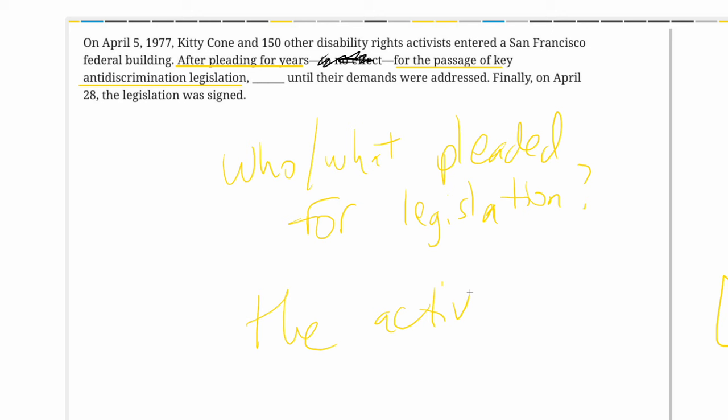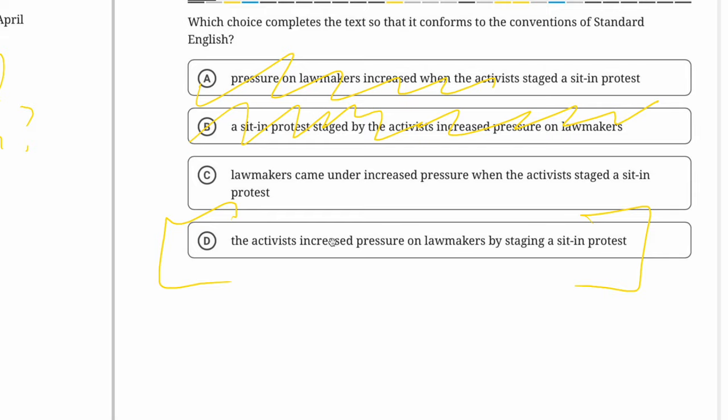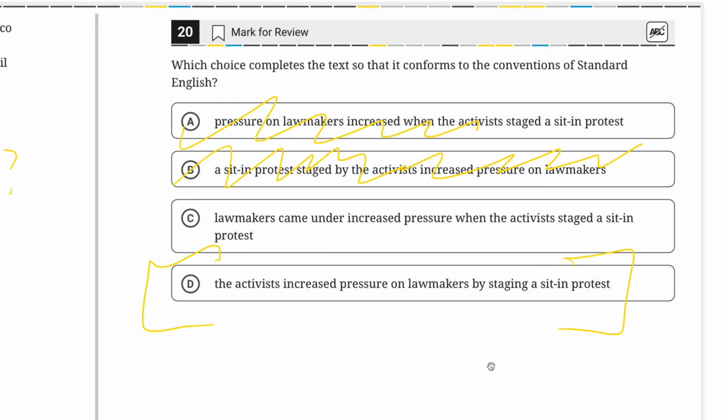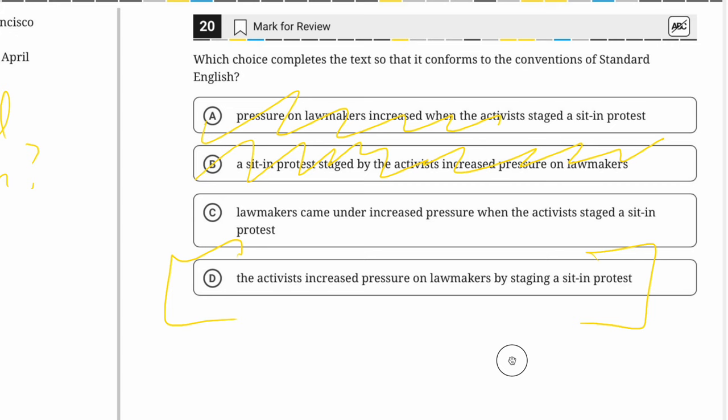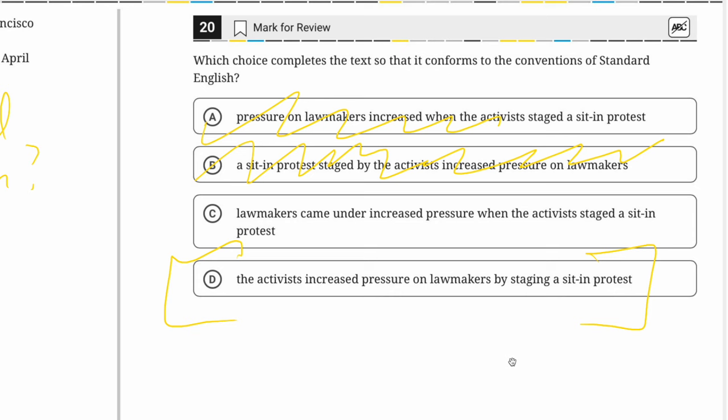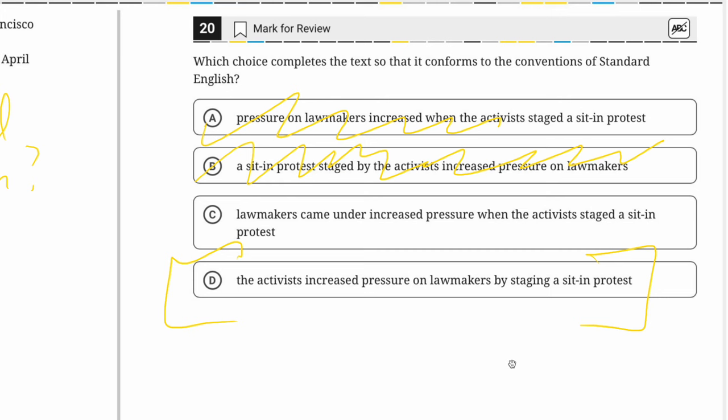Okay, and so the activists increased pressure. This is the kind of thing where you can't really use your ear, in other words, go with what sounds right, because a lot of times writers are pretty sloppy about this kind of thing. That includes bloggers or even writers in books. I'll see these dangling modifier errors quite frequently, but they're very strict about it when they test on these questions.